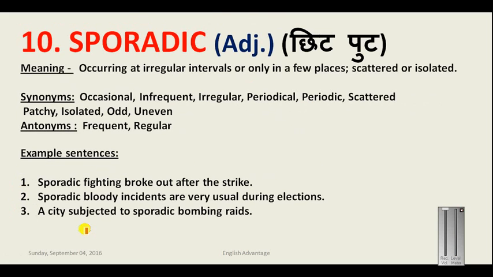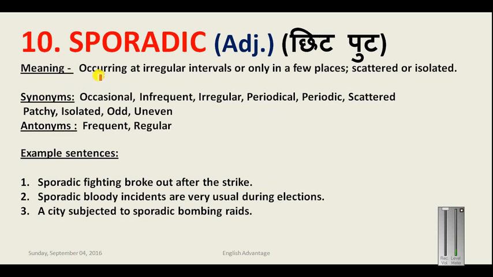Now let us look at the next word, sporadic. Sporadic means if something is happening or occurring at irregular intervals and only in a few places that are scattered or isolated, it is called sporadic. Sporadic means something that is not regular and is happening only in a few places.